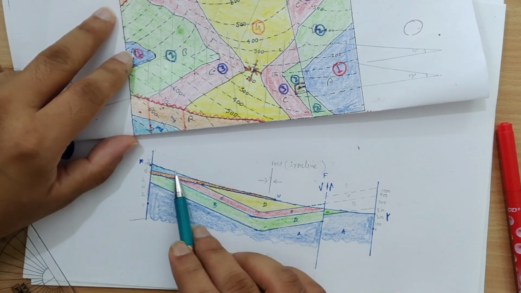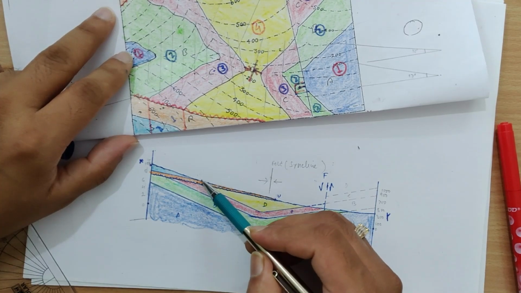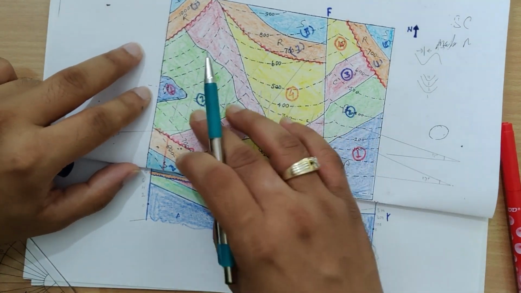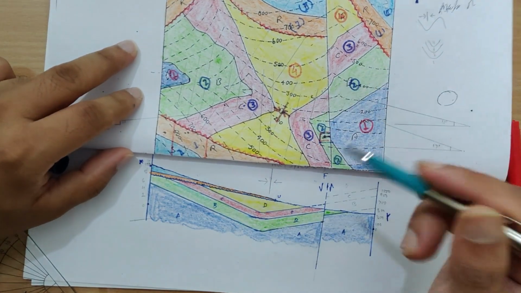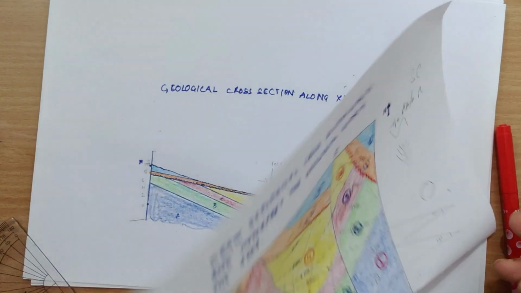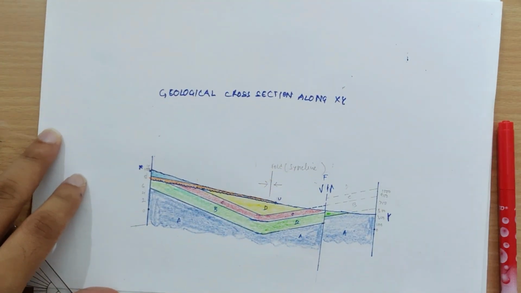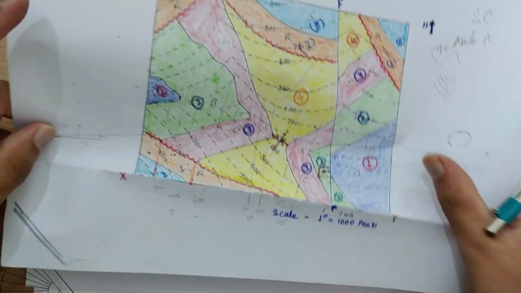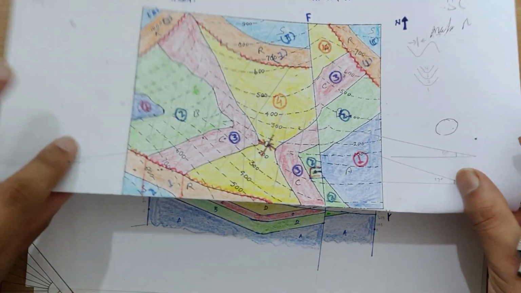so that erosion gave rise to this pattern like this onto the surface. And by analyzing the structural data, we can come to know how these beds are present in subsurface conditions. So this is our map, and this is the profile for this map.